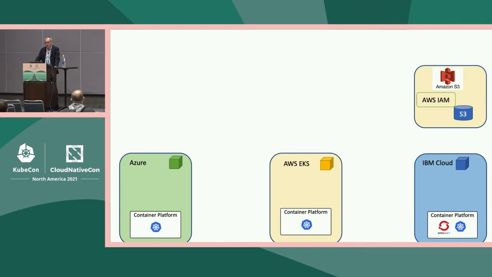Of several Kubernetes clusters, and they are deployed in different clouds. We have Microsoft here, Amazon, IBM Cloud. Then we deploy workloads that need to access the S3 storage bucket. So we will demonstrate that using universal workload identity, this task is very simple and very secure.